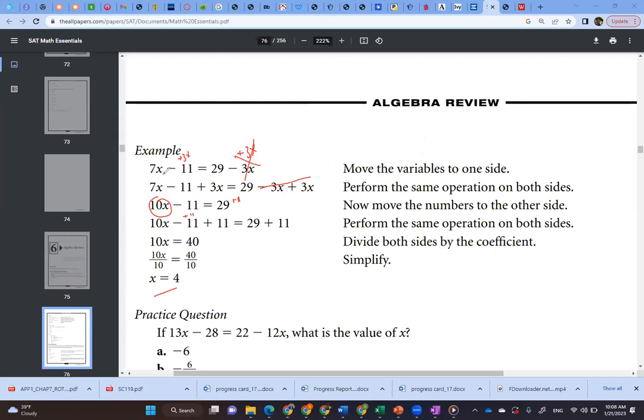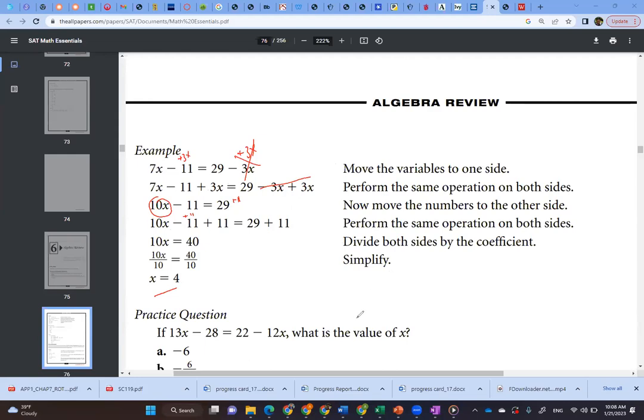This is an equation of one variable. Move the variable to one side, perform the same operation on both sides, and then move the numbers to the other side, perform the same operation on both sides, as we did for x and for the 11, 3x and the 11, and then divide both sides by the coefficient and simplify.